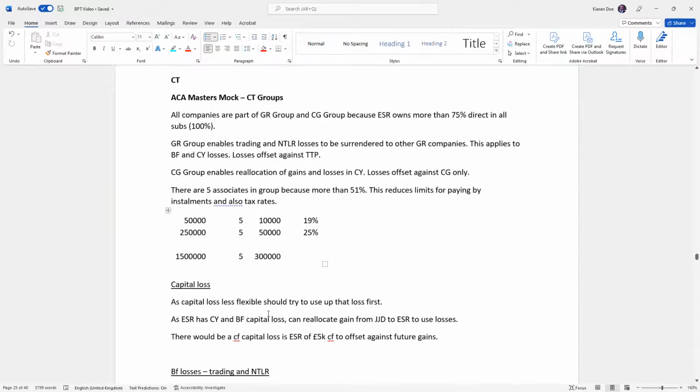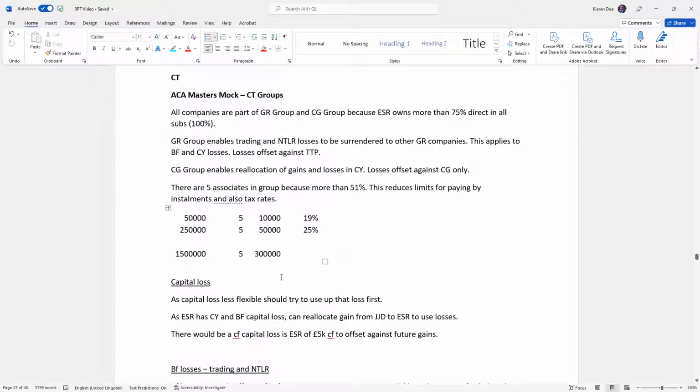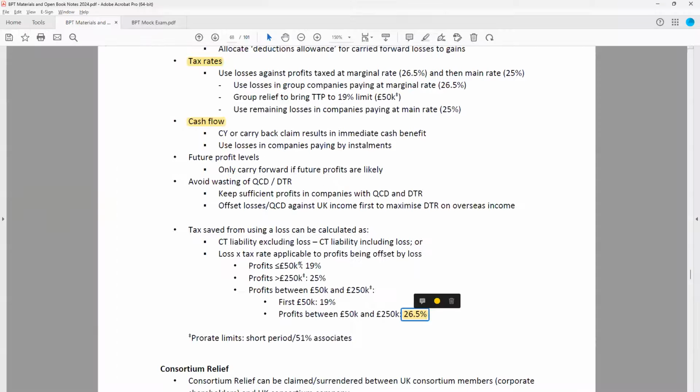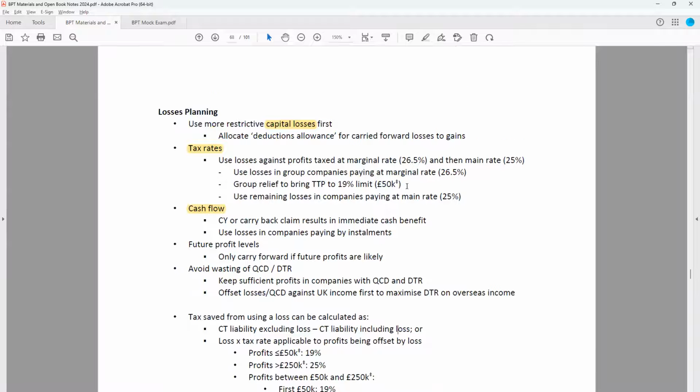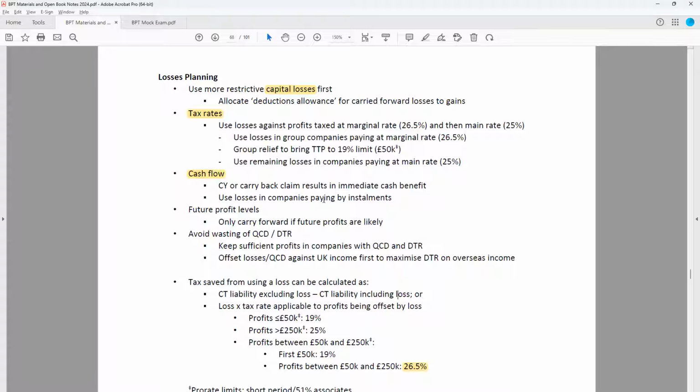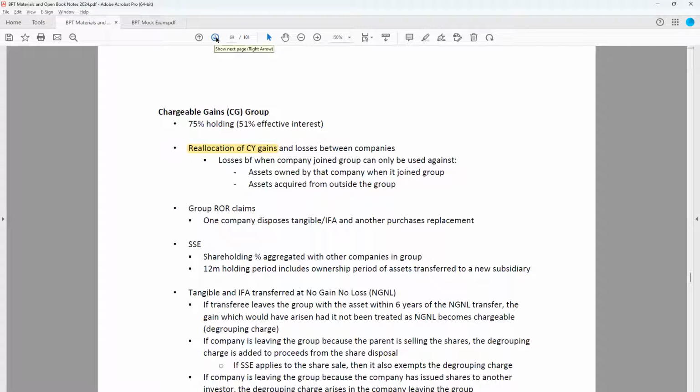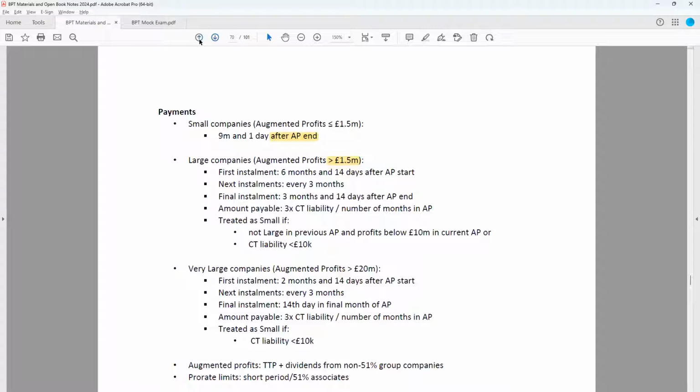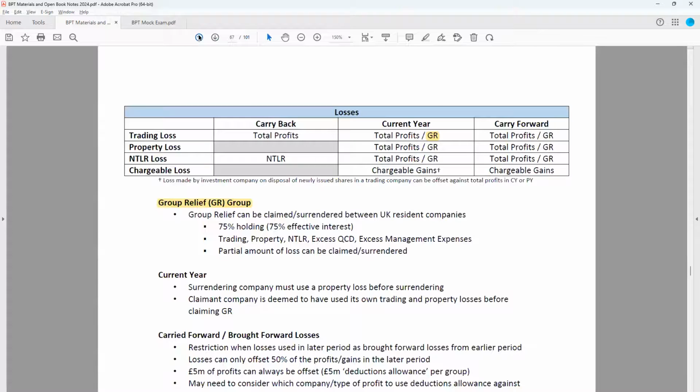So actually, once you've got a good grip on these group loss relief questions, it isn't too difficult. That's probably going to be one of the main issues. We didn't have to think about consortium relief or changing ownerships or no gain, no loss transfers and degrouping charges. None of that was relevant here, so we didn't need to bring any of that into our answer.